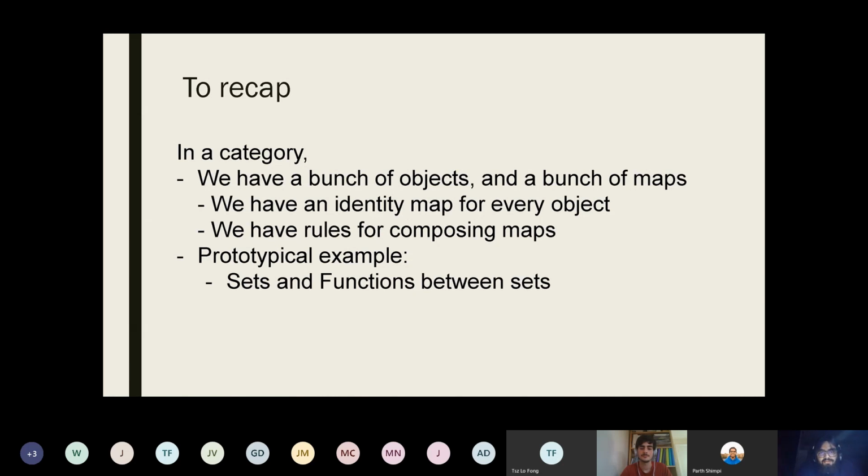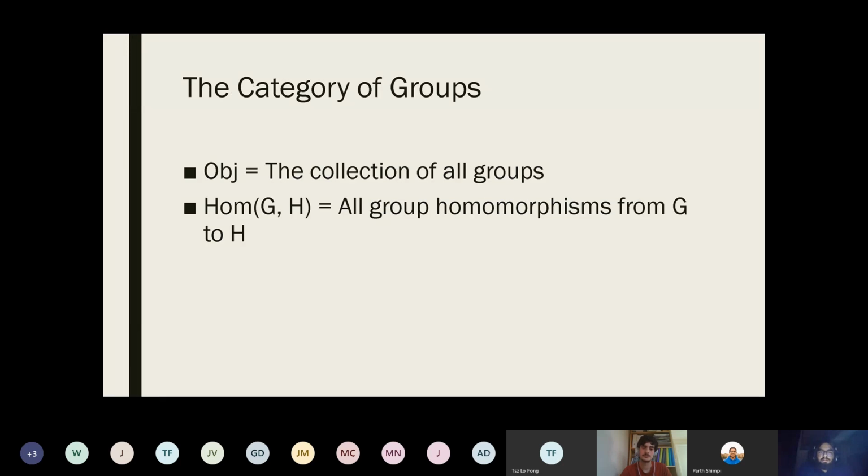In a category, we have a bunch of objects and a bunch of maps. The prototypical example to keep in mind is that of the category of sets. Essentially, we have maps and we can compose the maps. And here are other examples of categories. The collection of groups is the objects, and hom(G, H) is all the group homomorphisms from G to H. Now, groups are like sets, but with additional structure on top of them, which explains how the group elements interact with each other.